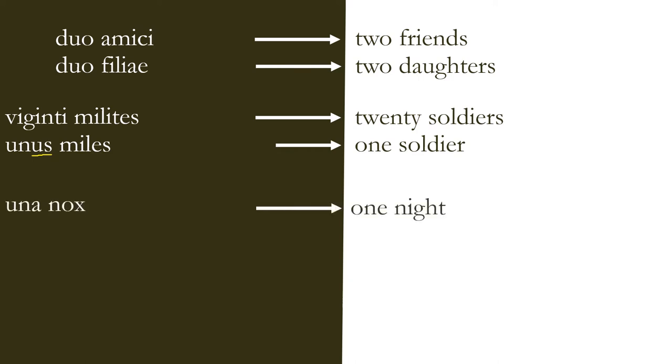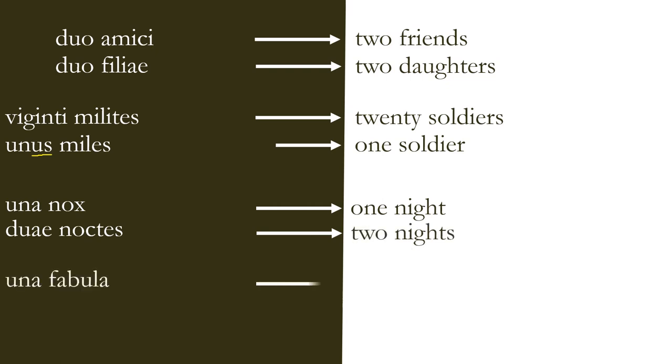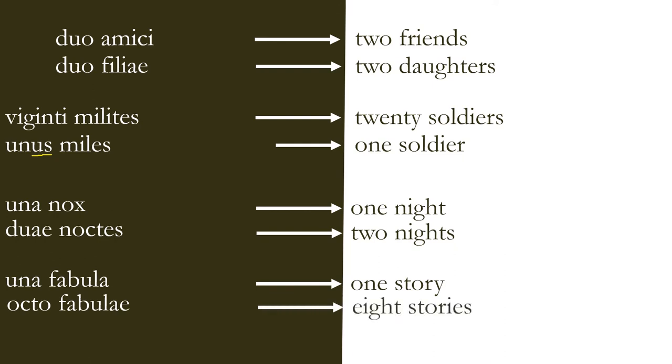Una nox is one night. Duae noctes, two nights. Una fabula is one story. Octo fabulae is 8 stories. Una uses the feminine ending. That matches up very nicely. Octo does not change. We're not going to say octae fabulae. And the reason is that after 1, 2, and 3, the numbers are not declinable.